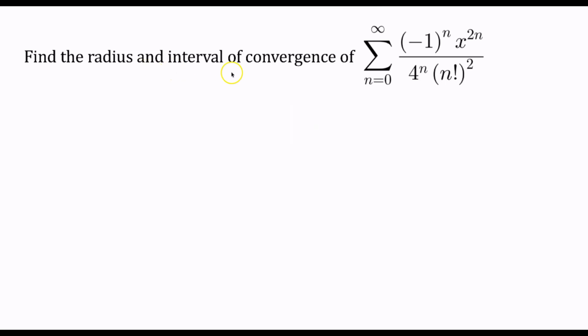Here, let's find the radius and interval of convergence of the sum of n equals 0 to infinity of negative 1 to the n, x to the 2n, all over 4 to the n times n factorial squared. So this one is also not geometric. So the c sub n is going to be negative 1 to the n over 4 to the n times n factorial squared. And that's definitely not a constant. So we're going to move forward with using the ratio test. We're not going to use a root test because n factorial squared doesn't have an n up in the exponent.